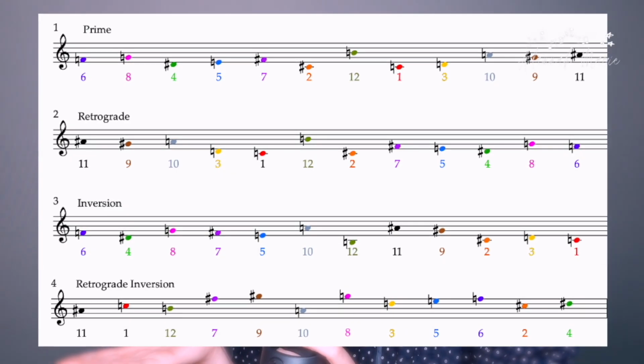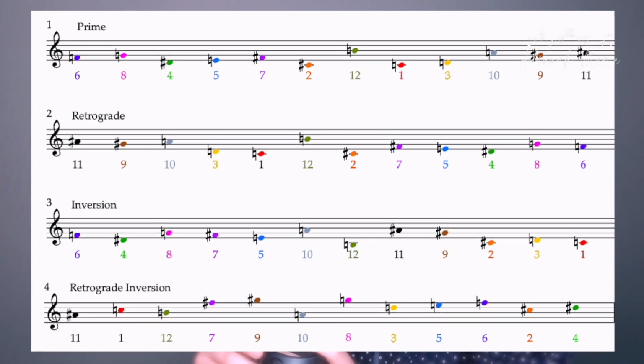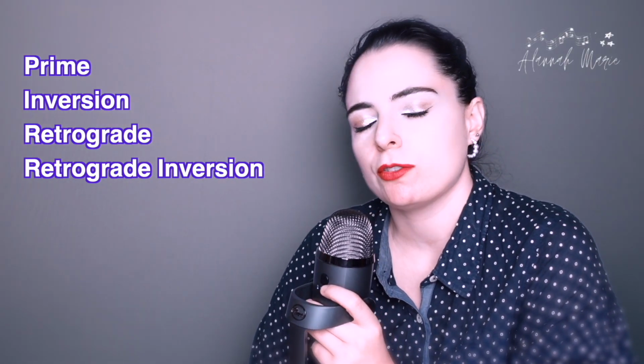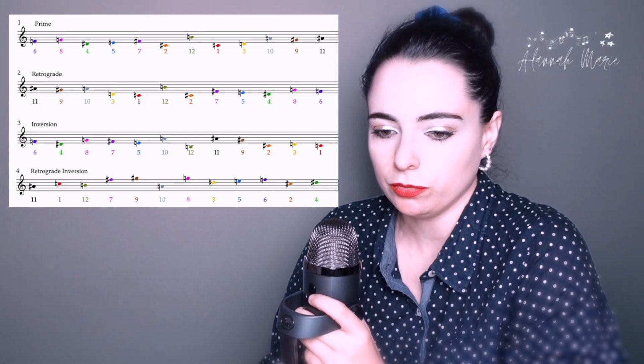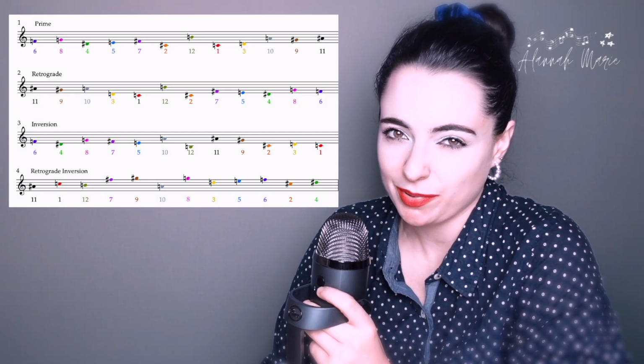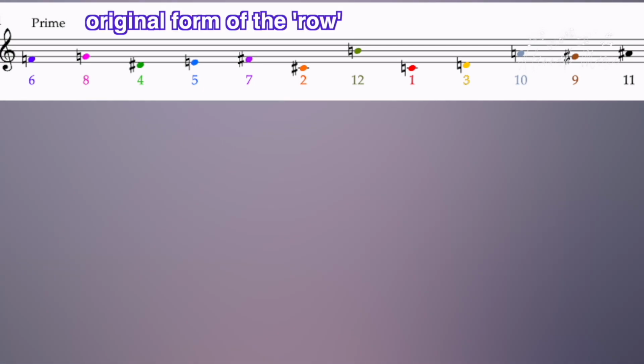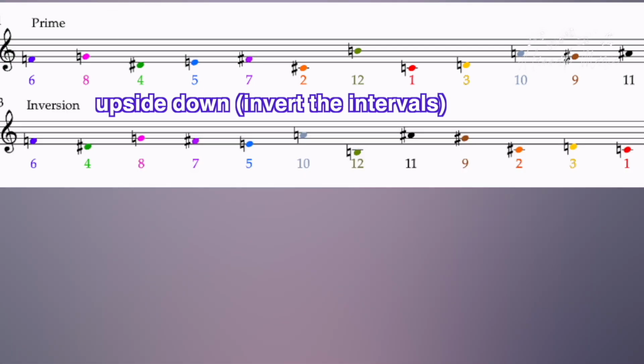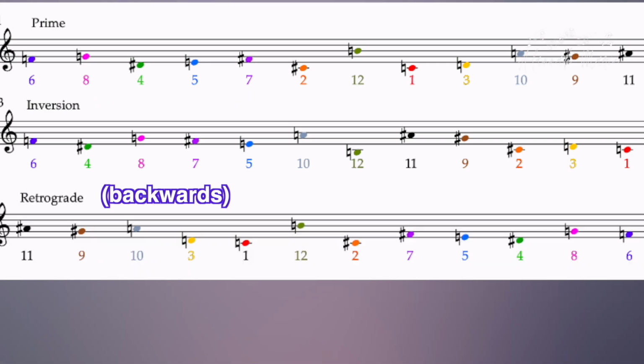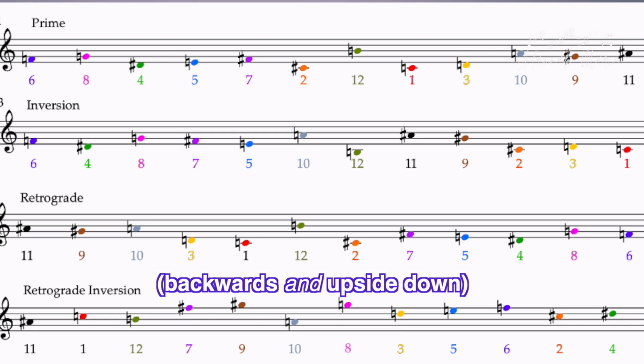A 12-tone row can be manipulated in 4 primary ways. Let's have a look at prime, inversion, retrograde, and retrograde inversion. We're starting somewhere. You have the prime, the original form of the row; inversion, that's flipping the intervals of the row upside down; retrograde, reversing the order of the notes in the row; or retrograde inversion, which would be reversing the order and inverting the intervals.